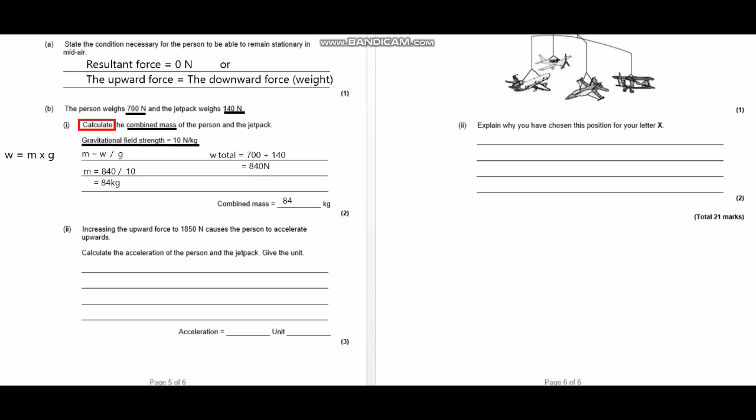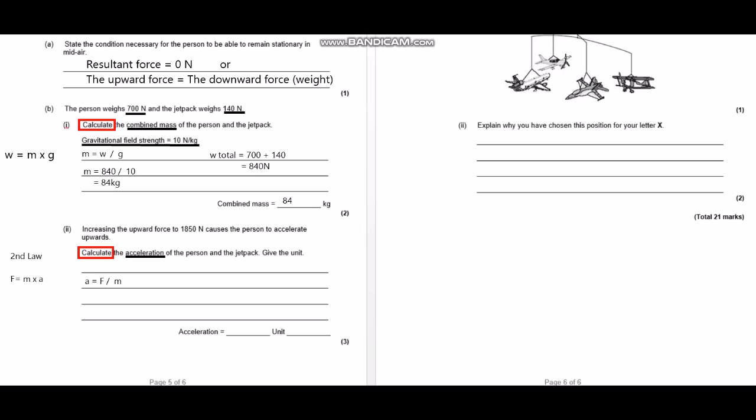Now on to part ii. Increasing the upward force to 1,850 newtons causes the person to accelerate upwards. Calculate the acceleration of the person and the jetpack and give the unit. Again, because it's a calculate question, we're going to have to use an equation, and this time we're going to use Newton's second law, which is force is equal to mass times acceleration. We need to rearrange that equation to make acceleration the subject. Acceleration is equal to the force divided by the mass.